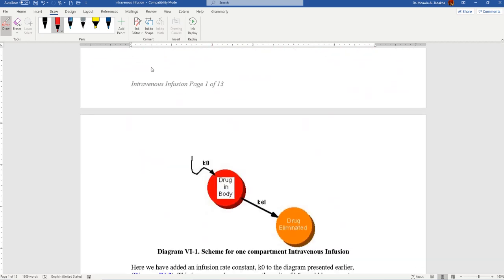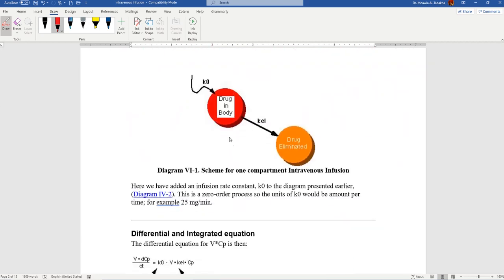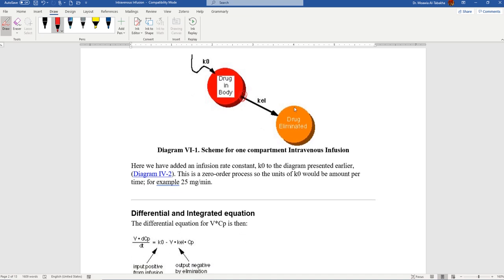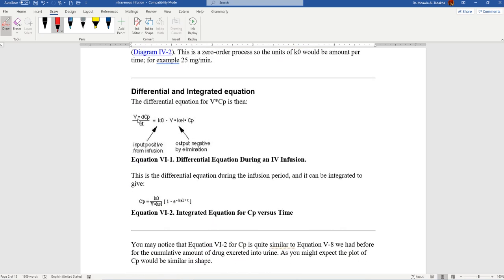Okay, let's now go to what is written here. See, this is your infusion rate given as K0. 0 here is to note that you have a zero order process. And this is your one compartment. And here is the window through which the drug gets out. You don't get confused by this one. Just to say here that the drug is eliminated. If you remember, we said that V dCp divided by dt had a differential equation.